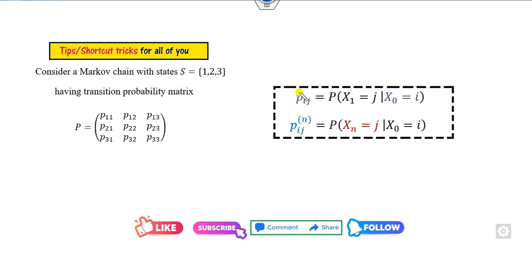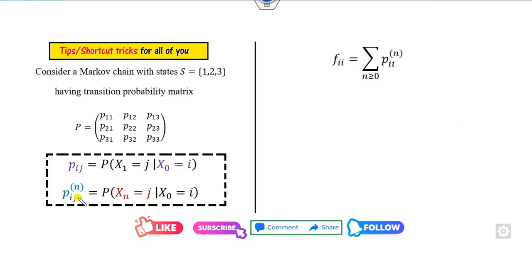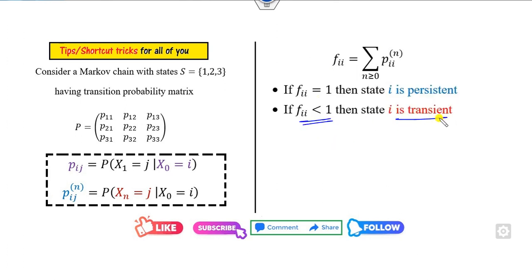These are the notations for the transition probabilities Pij, that is from the ith to the jth state. This is the time period, and in this case it is the nth time period, which I call n. If I calculate the sum of all those possible paths, that means Pii of 0 plus Pii of 1 and so on, I call it Fii. If this number is less than 1, then we call the state transient. If this value is 1, then we call it persistent, also called a recurrent state.